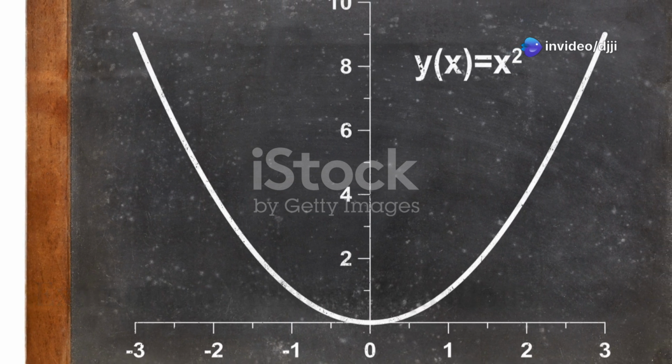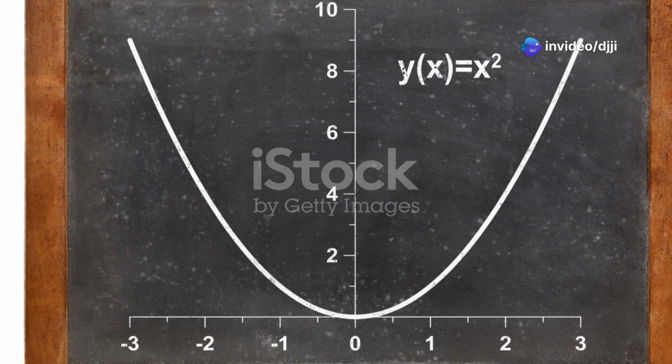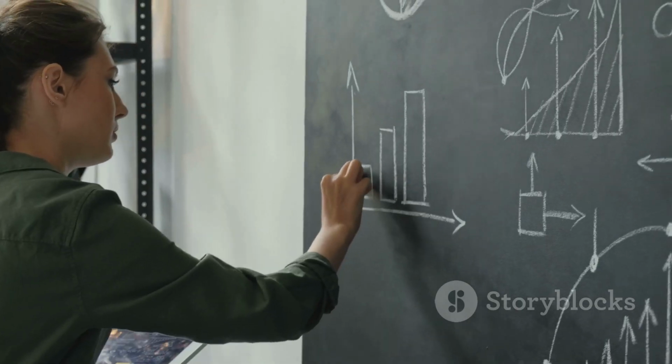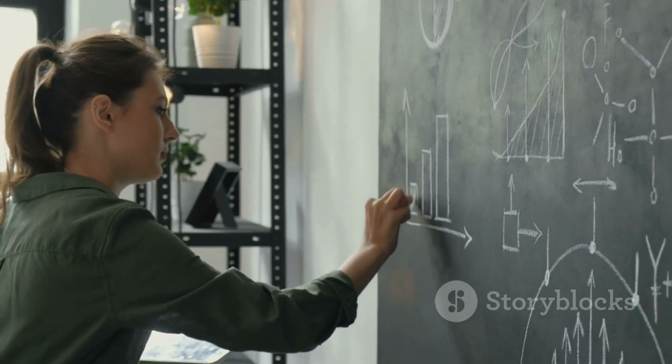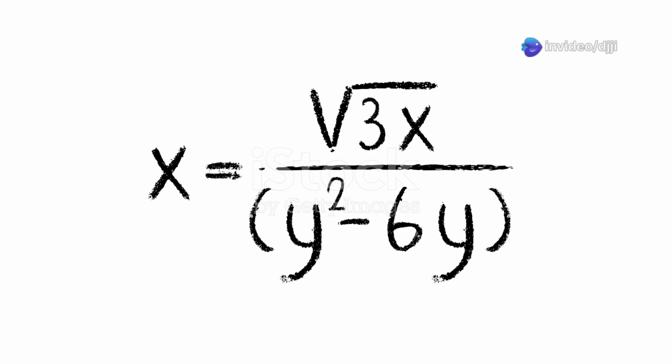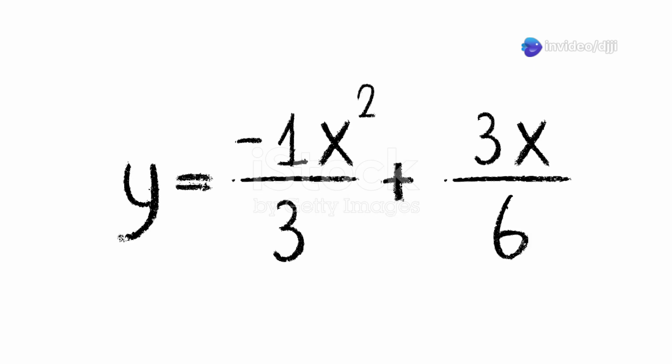Examples: y equals x squared. This equation represents a parabola where the y value is the square of the x value. y squared equals x. This equation shows that the square of the y value equals the x value. y equals x plus 3. This equation represents a straight line where the y value is equal to the x value plus 3.